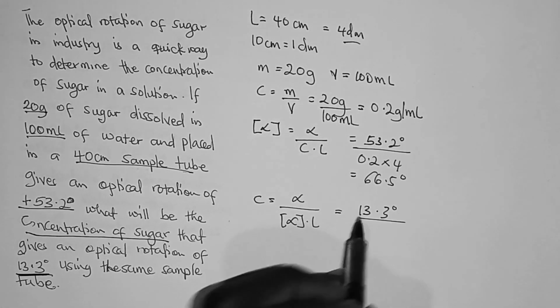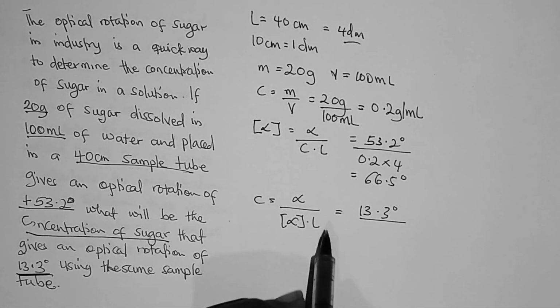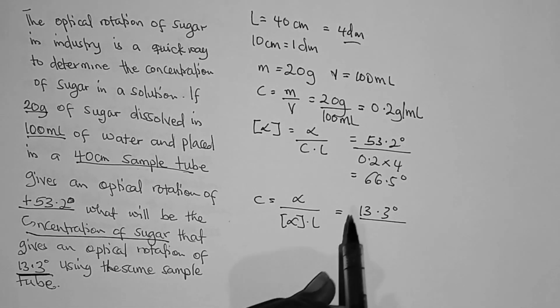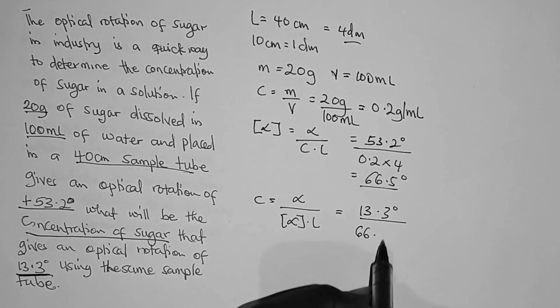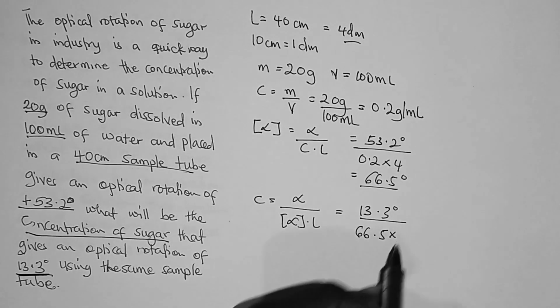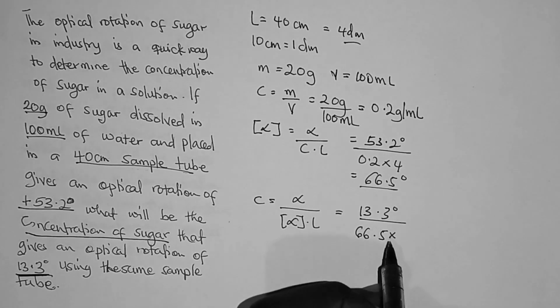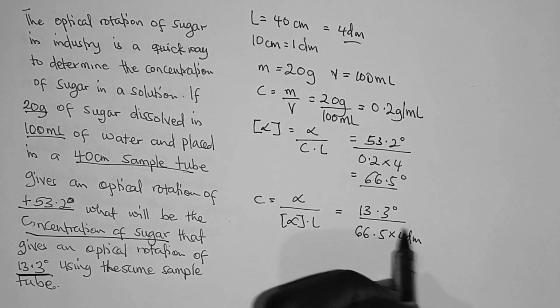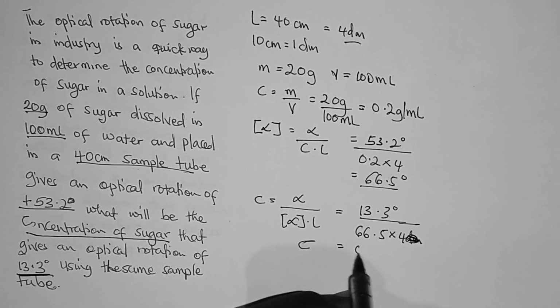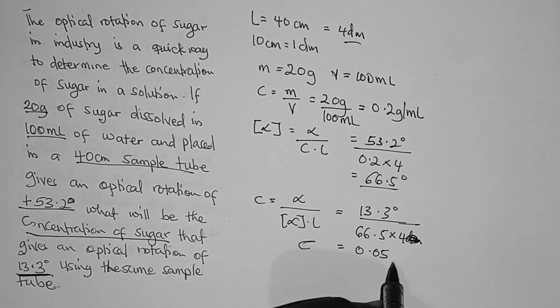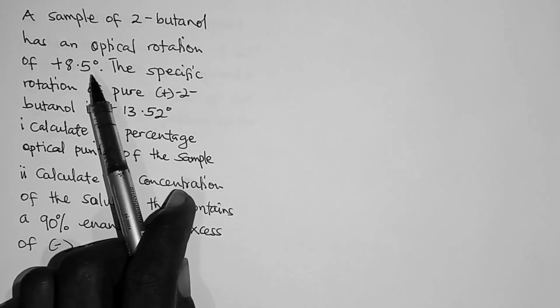13.3 degrees divided by the specific rotation. And we got the specific rotation as 66.5 degrees, then times the path length. The path length was 4 decimeters. So if you multiply all, you are going to get a concentration of 0.05 grams per milliliter.